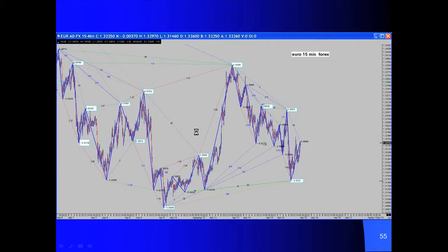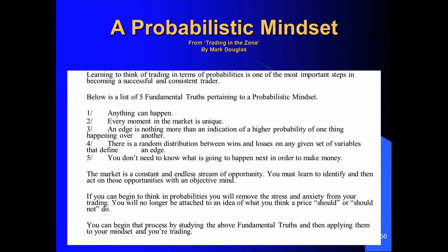These next couple of slides are from my very good friend Mark Douglas, who wrote a book called Trading in the Zone. I recommend that you buy this book and read 2 or 3 pages every day. It will do more than anything else to help you be a better trader.